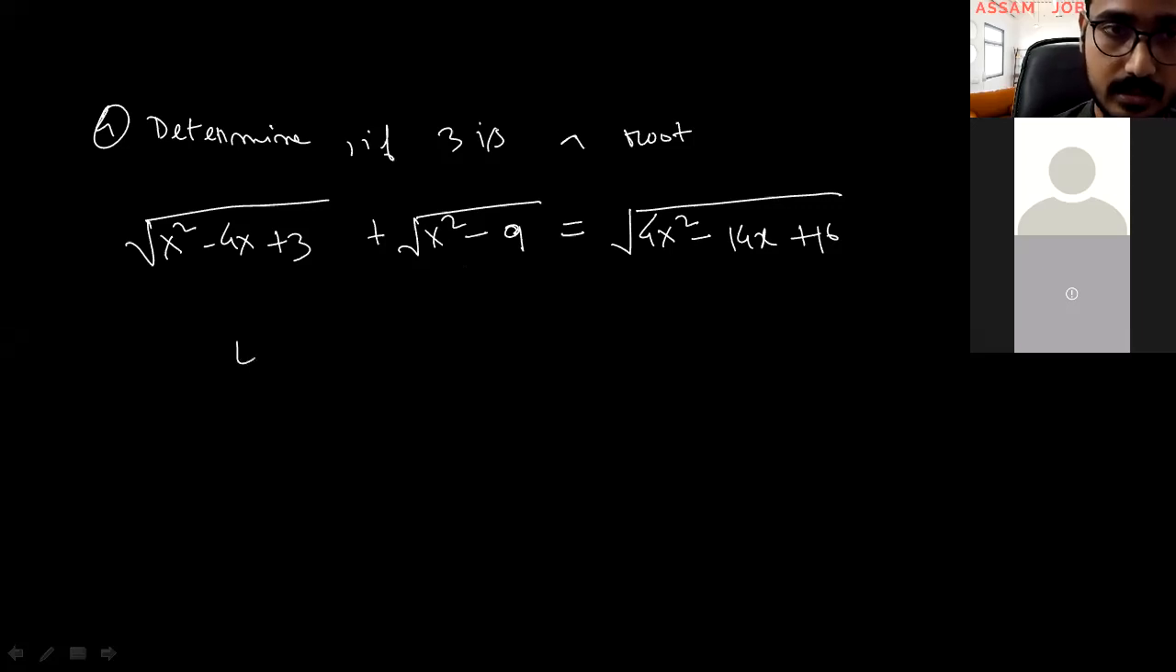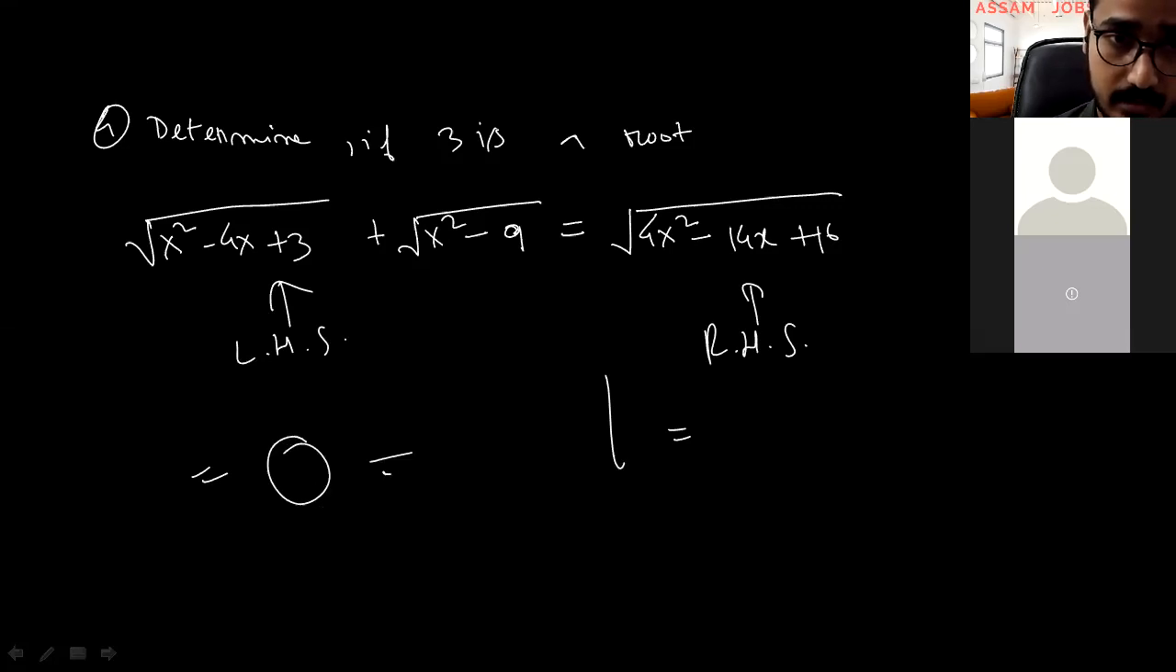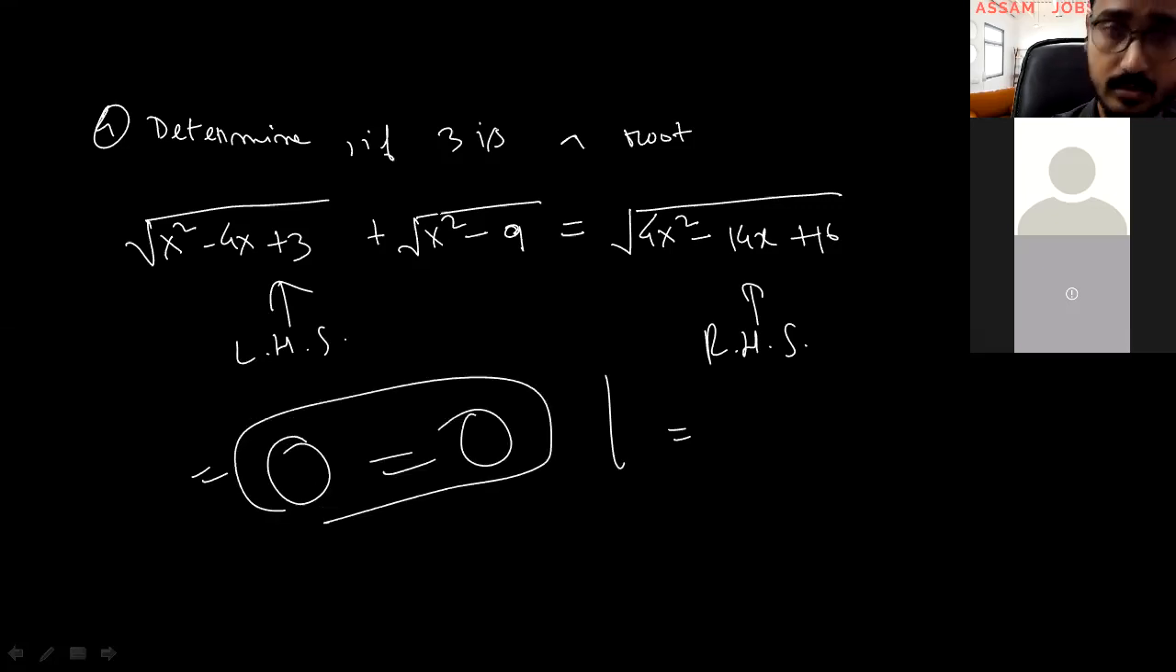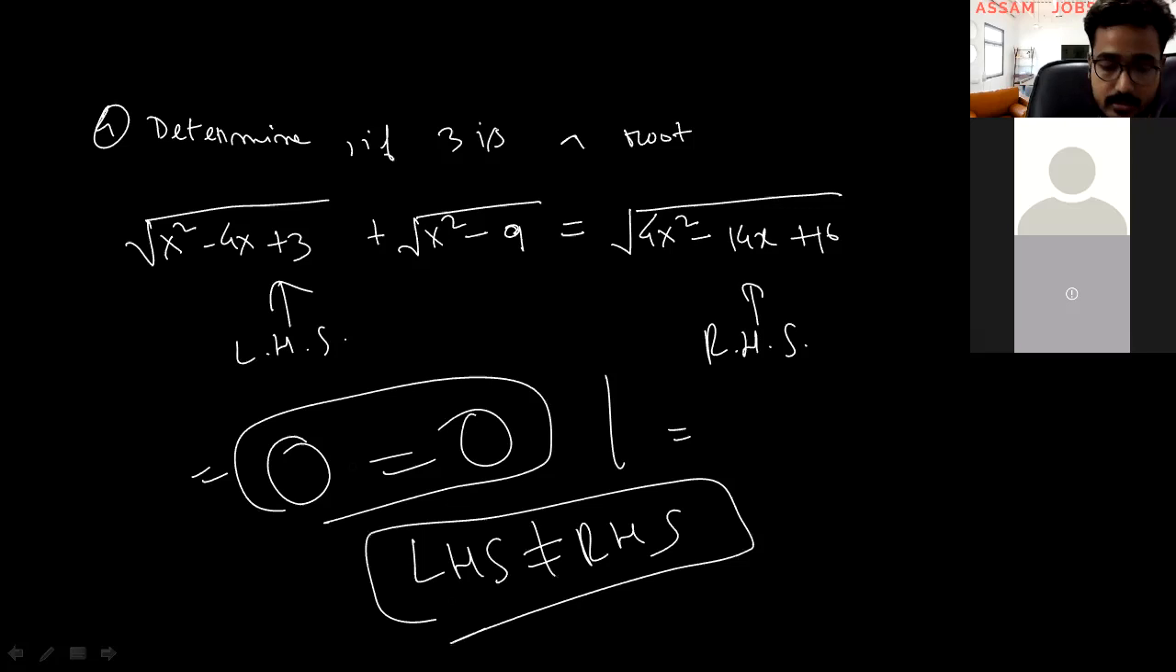So this is your left hand side and this is your right hand side. Now if you put x equal to 3 in the left hand side, you will get one value, and if you put x equal to 3 in the right hand side, you will again get one value. If the left hand side value is equal to the right hand side value, then 3 will be one root of the equation. But if they are not equal, then 3 will not be a root of the equation. Clear? Yes. Okay, so do this one also as homework. Now write down the next question.